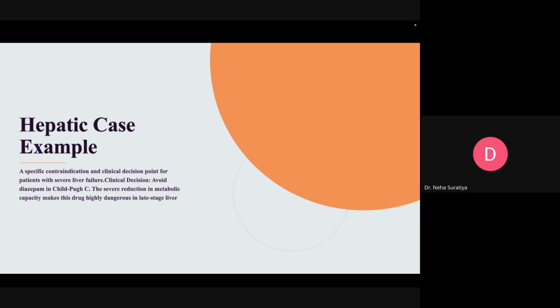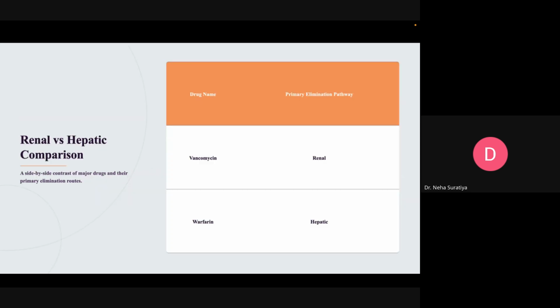Okay, so that's the reason for avoiding diazepam completely, or, from a safer perspective, you can go with short-acting alternatives at a very minimal dose. That is the alternative you can suggest. So in very severe liver disease, avoiding a drug is sometimes the safest dose adjustment you can do. When it comes to the Child-Pugh C category, avoiding the drug is the safest dose adjustment you can do.